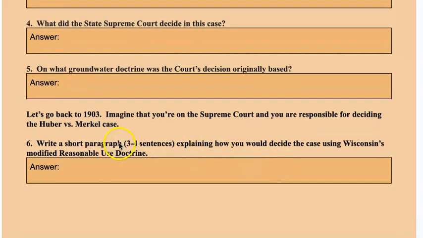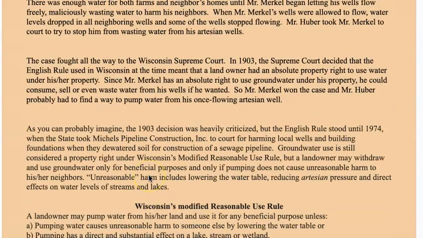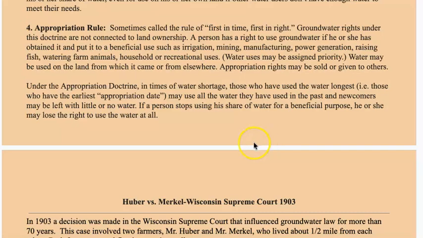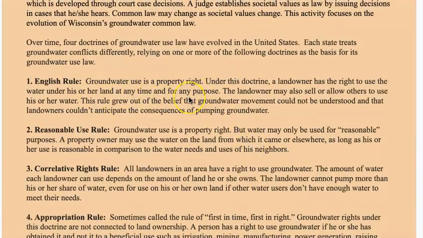And then here's the climax of the whole thing. We're going to see what you've learned. So let's go back to 1903. Imagine that you're on the Supreme Court and you are responsible for deciding the Huber versus Merkel case. I want you to write a short paragraph, 3 to 4 sentences. Explain how you would decide the case using Wisconsin's modified reasonable use doctrine. So remember, Mr. Merkel, if we back up, he won the case. And he won the case because they cited and used the English rule.